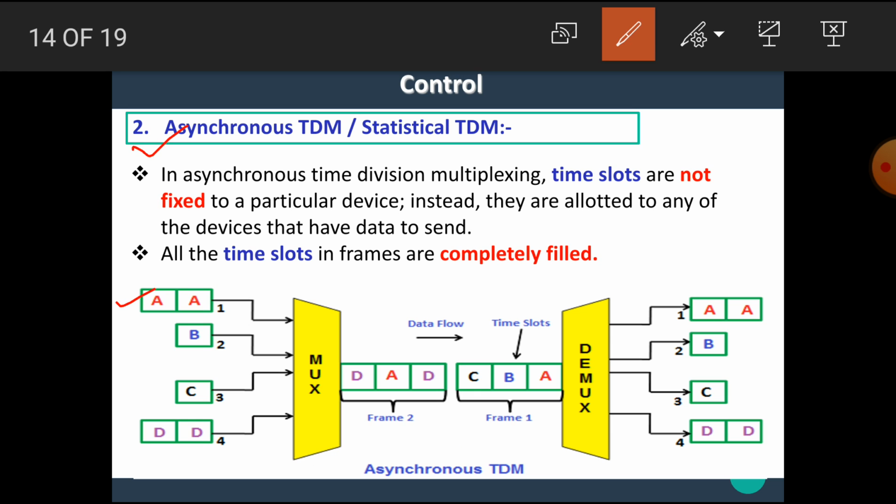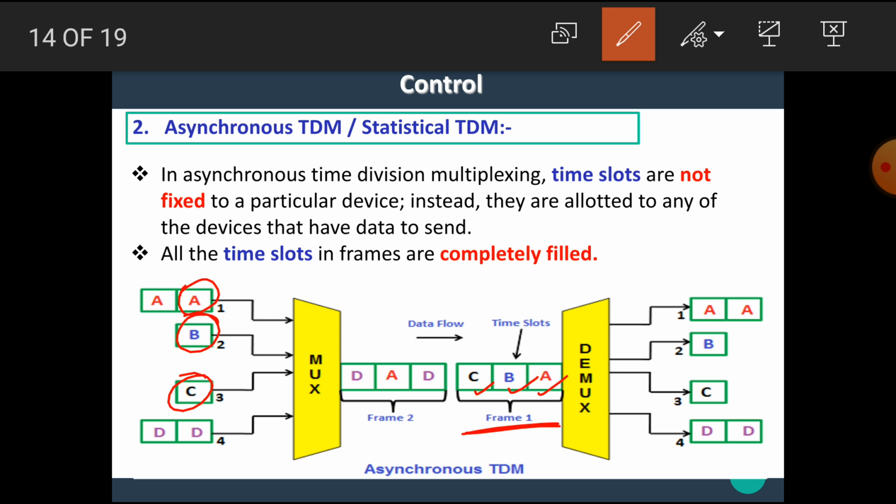Here the four sources are present: A, B, C, and D. These sources are multiplexed in a multiplexer through a communication channel. It forms a frame. The size of the frame is not equal to the number of sources. That means there are four sources, but the time slots or the bits are three in a frame. Here, first A is transmitted, then B, and then C.